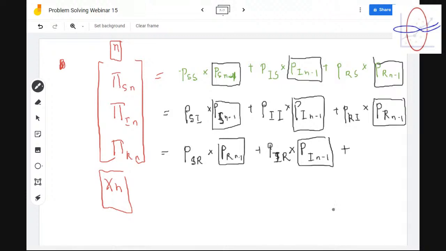So therefore, what we are getting is the following: here we are getting PRR into pi R n minus 1. Okay, all of you understood this equation, guys? All these equations you understood?